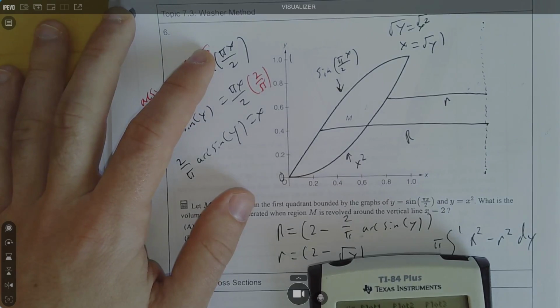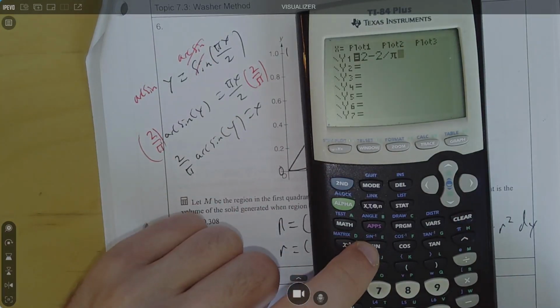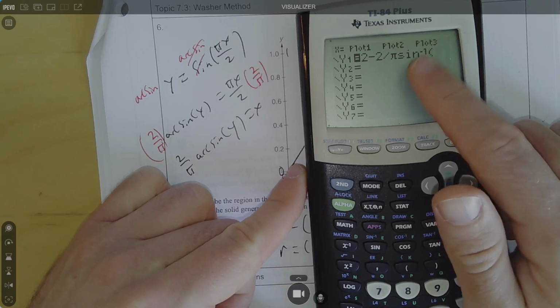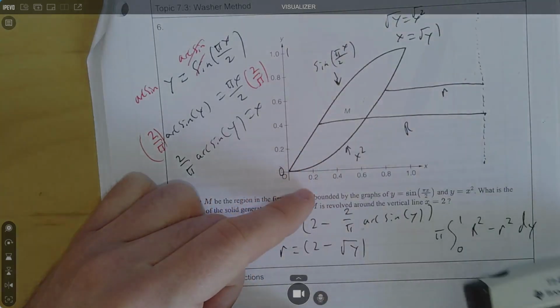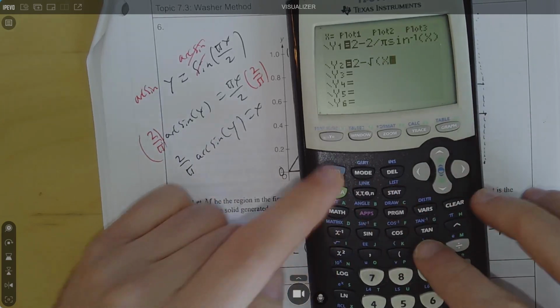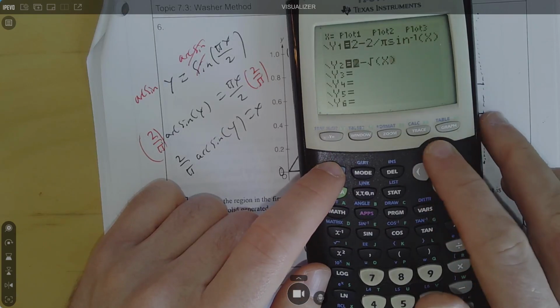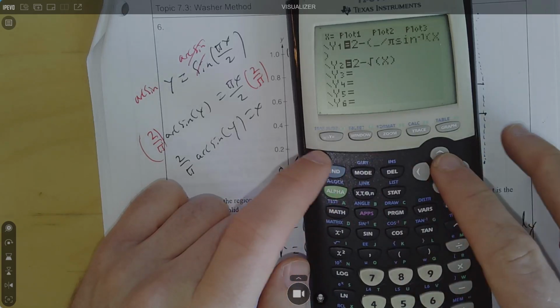So it's going to be 2 minus 2 over pi, and then arc... Where do you find arc sine on the calculator? It's this one right here. Second sine. That's arc. So sine to the power of -1. This is arc sine. It's the same thing. X. That's gonna be your y1. Y2 will be 2 minus root x. Let me make sure I put parentheses around the top one right here. Kind of worried about that not coming out right.